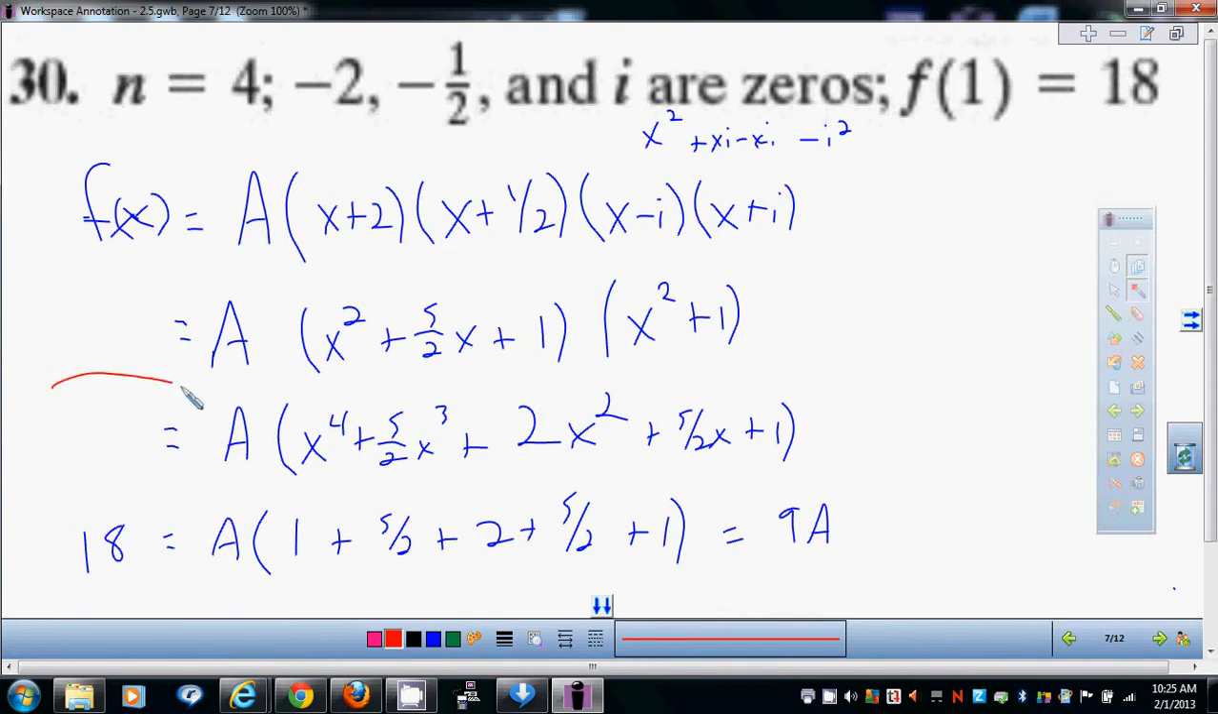So that's going to give you 2x to the 4th. 5/2 times 2 is just 5x.